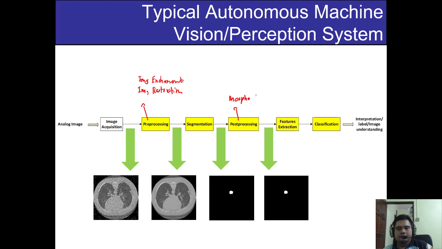Okay, morphological processing, which is also explained in the previous poster. And then after that, for example, let's say this system wants to detect whether this blood vessel is normal or not. The main purpose of the whole system is to interpret a given CT scan image, and the system should be able to classify between normal and abnormal blood vessels.